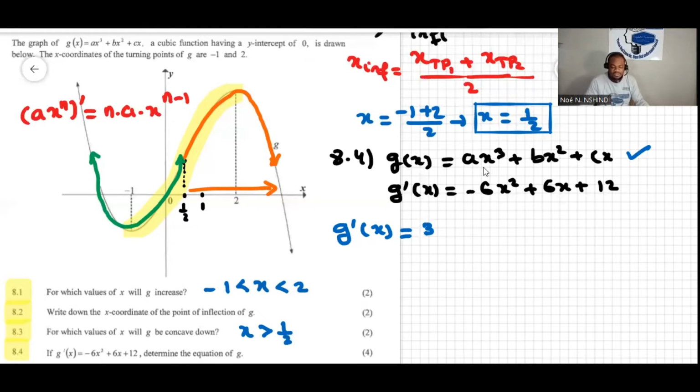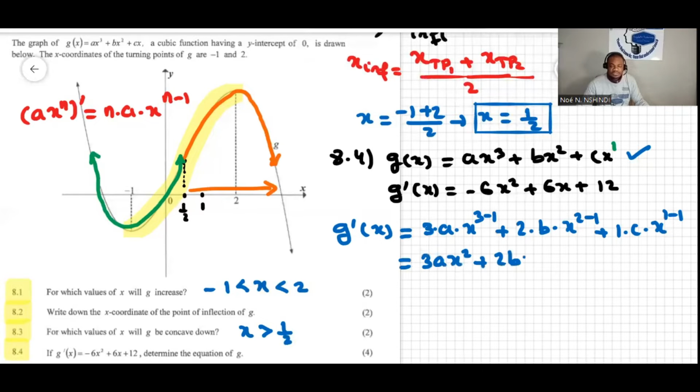Because over here a is still a, and n is 3, so it's going to be 3 times a times x to the power of 3 minus 1 plus, over here our a is b and n is 2, so it's going to be 2 times b times x to the power of 2 minus 1, and then over here the exponent is 1, so we can write plus 1 times c times x to the power of 1 minus 1. And then this will be equal to 3ax squared plus 2bx, and then plus c.